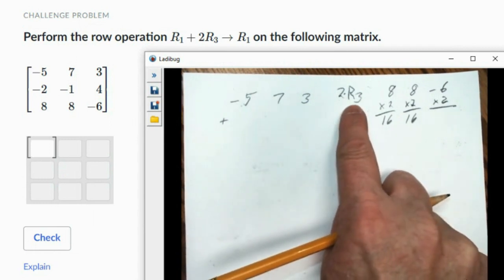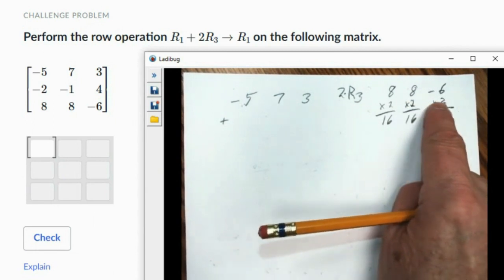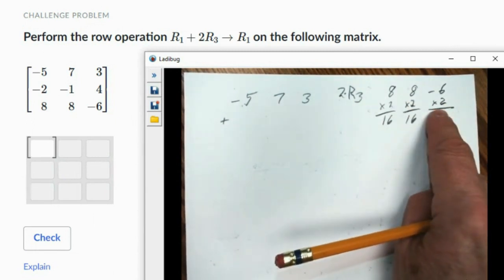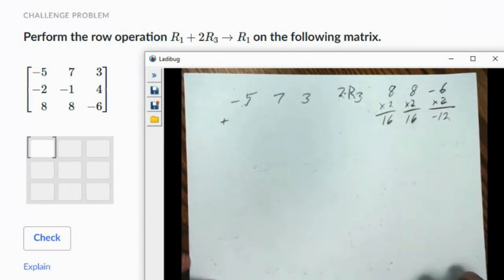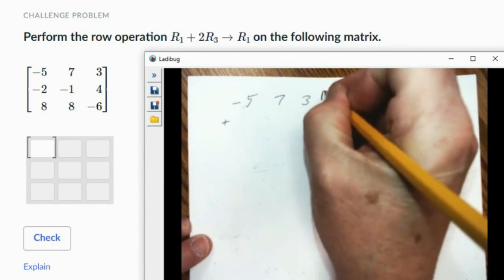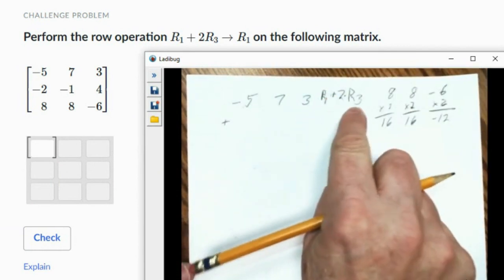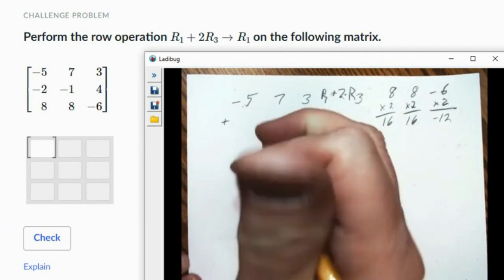So 2 times row 3. Row 3 is 8, 8, and -6. So if we take all those times 2, 8 times 2, 8 times 2, -6 times 2. It says to take row 1 and add that to it. So we're going to add these to row 1.